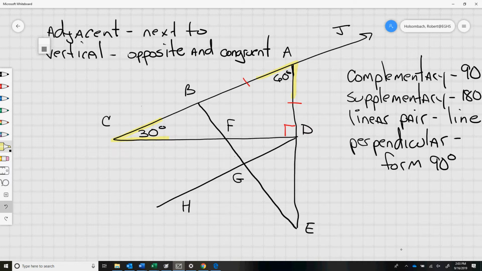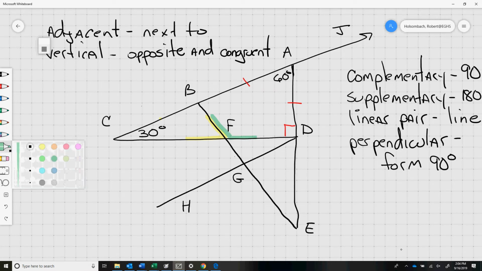Next is supplementary and adjacent. Supplementary means they sum 180 and adjacent means they're next to each other. Supplementary adjacent is the same as a linear pair. So this angle here, BFC, and this angle next to it. They're next to each other and they sum 180. So BFD and BFC. And there's a bunch more in the picture, right? So those aren't the only ones.